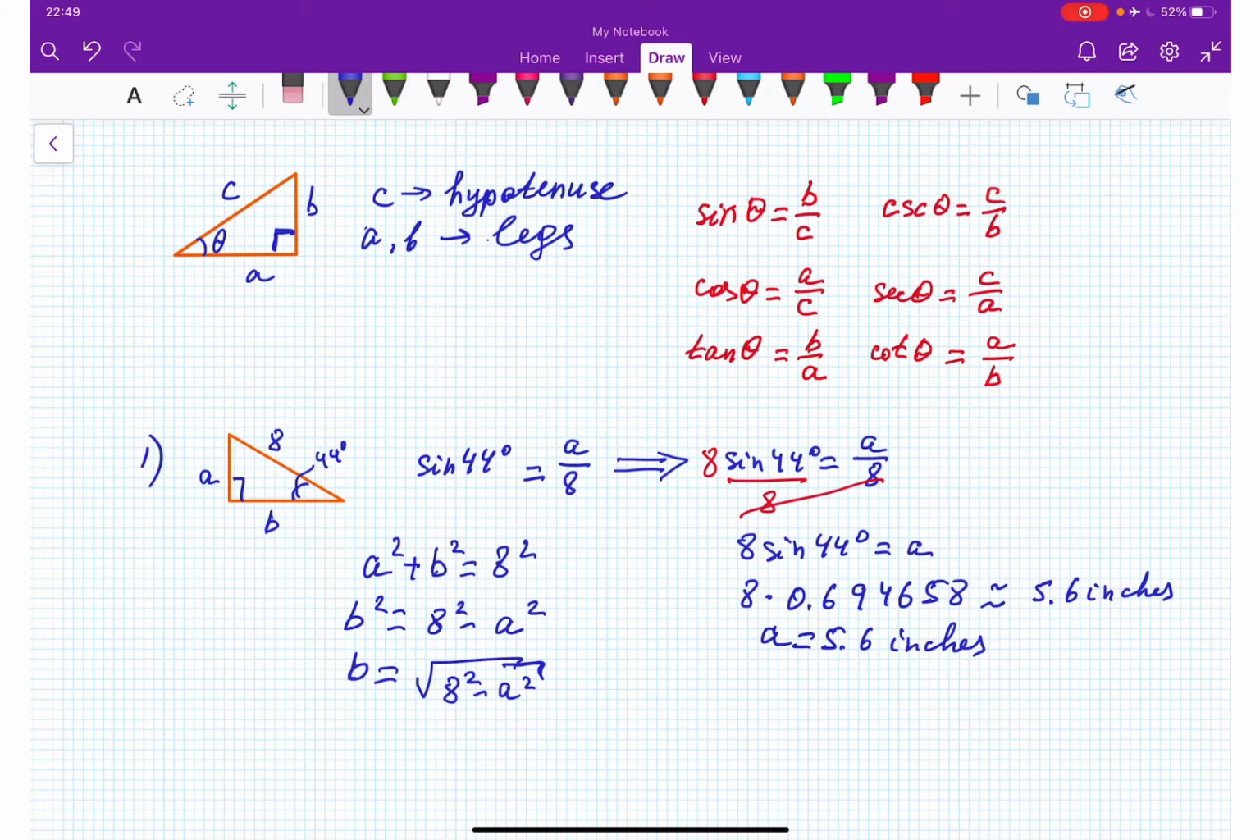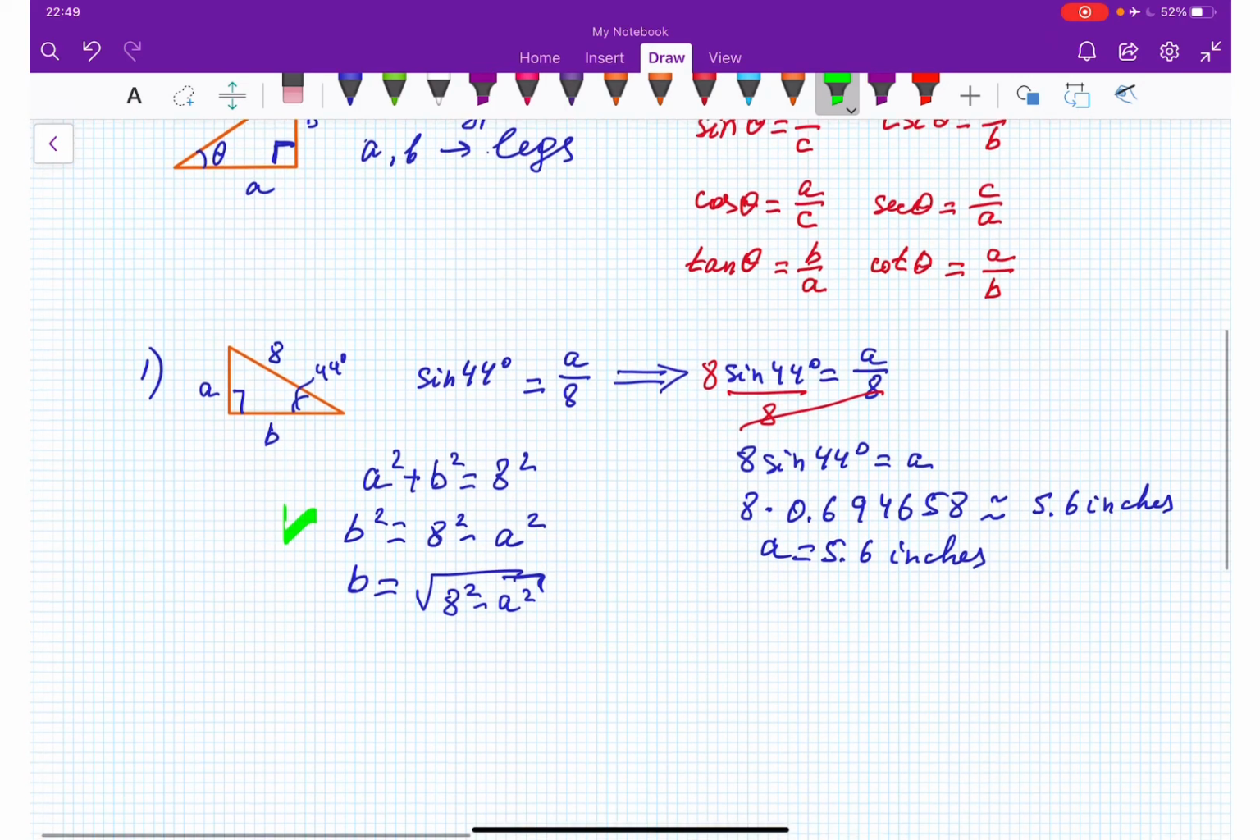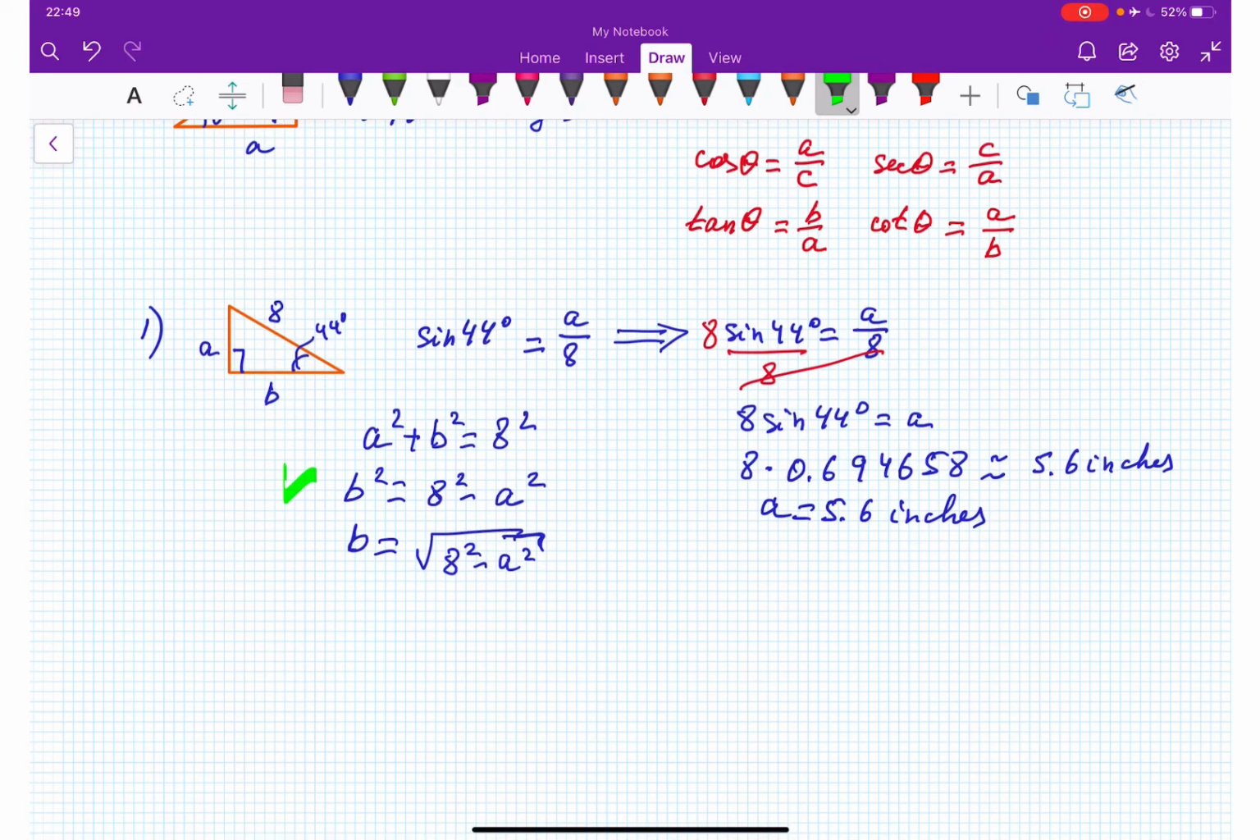So what I'm going to do, this is one way actually. The other way, I'm going to get it through a trig function. So I'm going to get cosine 44 degrees.